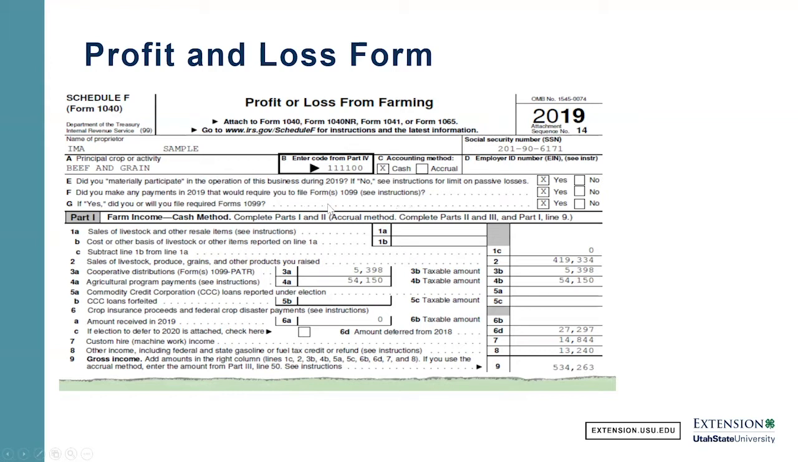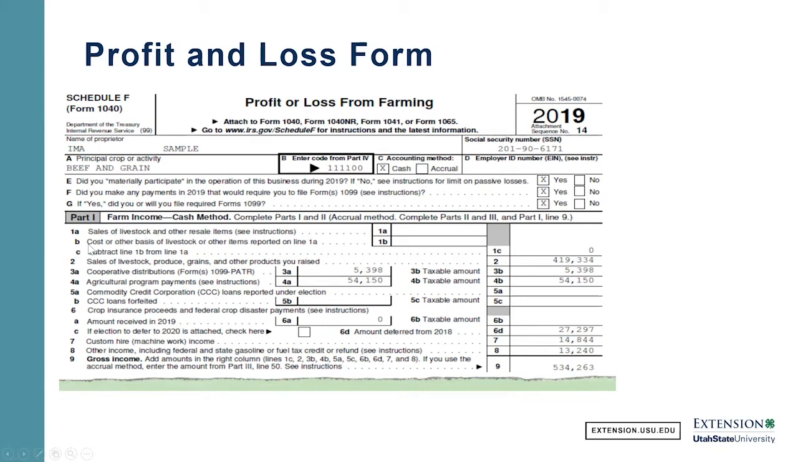And then Form 1099, we're not going to get into it today, but sometimes if you buy stuff from certain people, you may have to fill out 1099s. You may get 1099s from others. And then we get down here to really starting to get into the meat of it, which is this farm income. So you can see we have spots for the sale of livestock and other resale items.